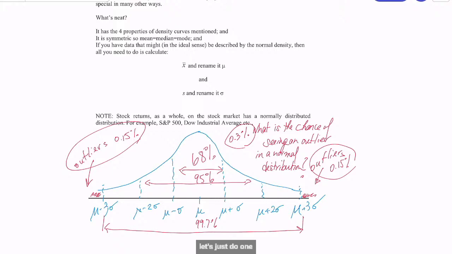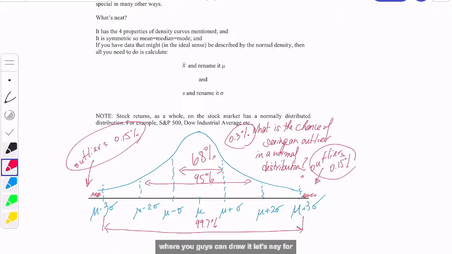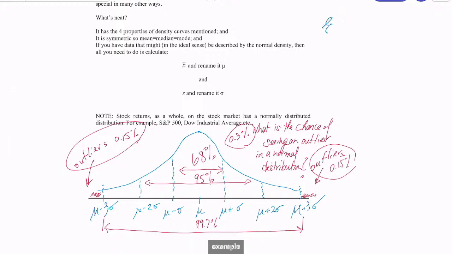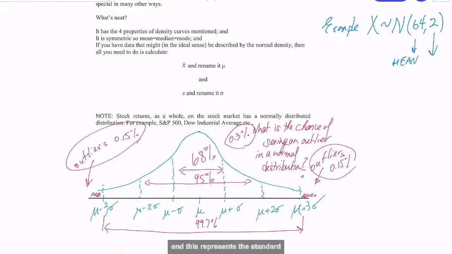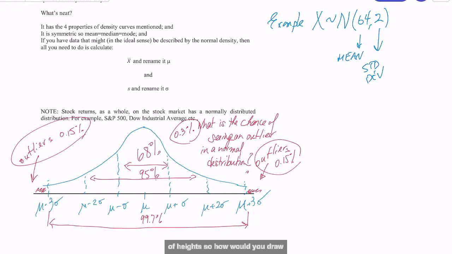So we're going to see an example of this. I'm going to show you how we use that. Don't lose those pages. Do you want any more clarification on this? Let's just do one where you guys can draw it. Let's say, for example, let's say it was the height that we care about. We write x is normal with a mean of 64 and a standard deviation of 2. So this represents the mean, and this represents the standard deviation.